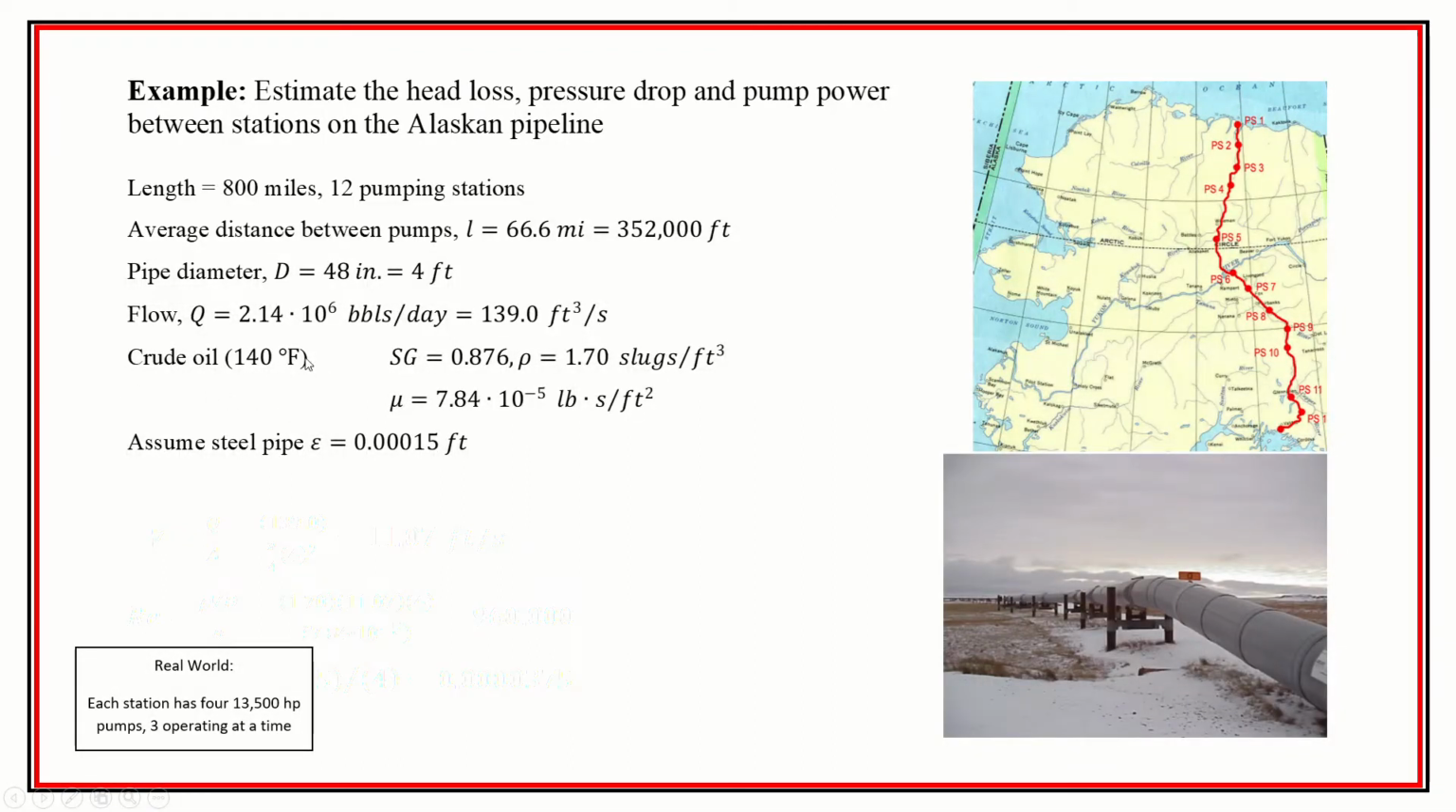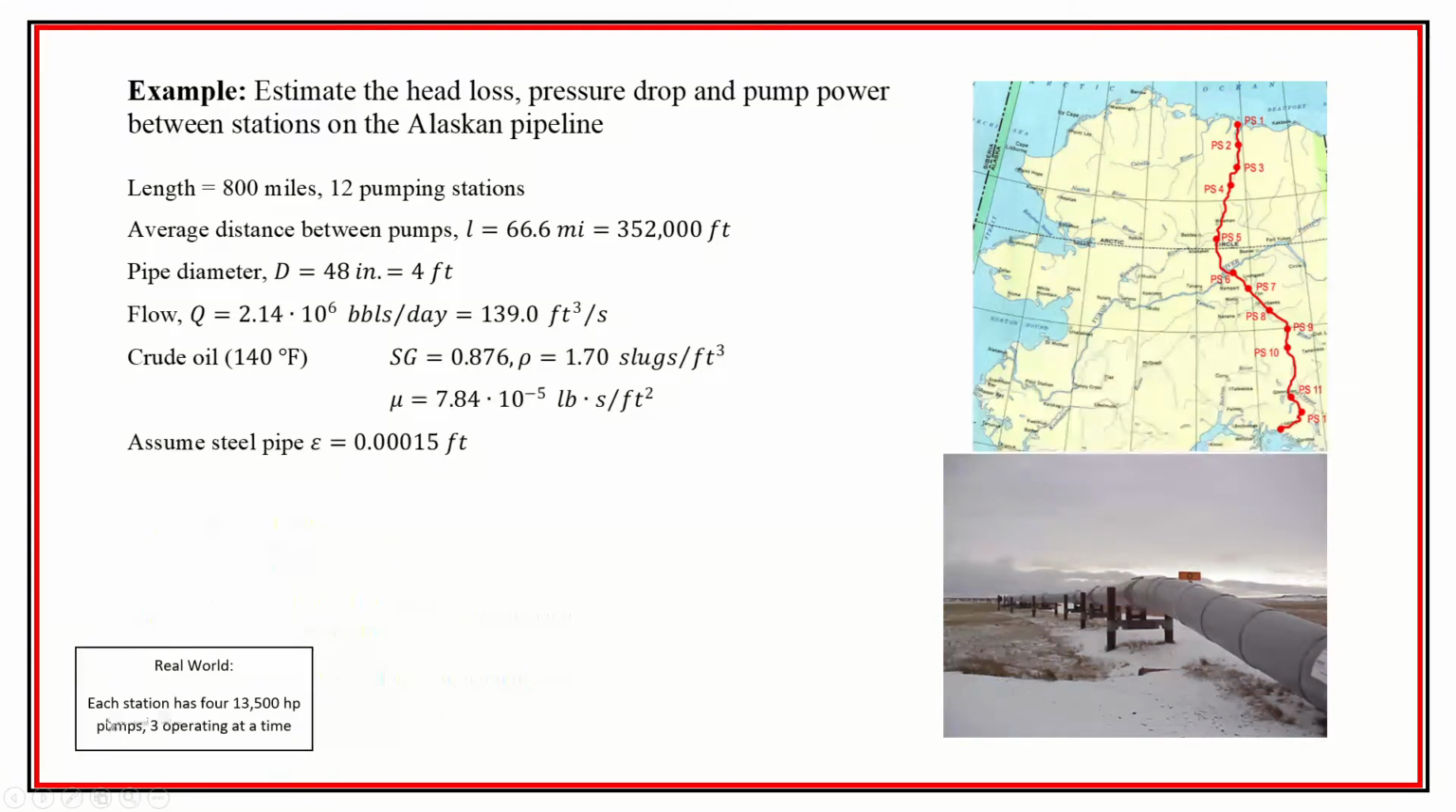This is crude oil, and they need to heat it up to 140 degrees Fahrenheit in order to pump it, or to pump it efficiently. At that temperature, it has a specific gravity of 0.876, a density of 1.7 slugs per cubic foot, and a viscosity of 7.8e-5 pounds-second per square foot. We can assume this is steel pipe at 0.0015. So we want to estimate the head loss, the pressure drop, and the pump power between stations.